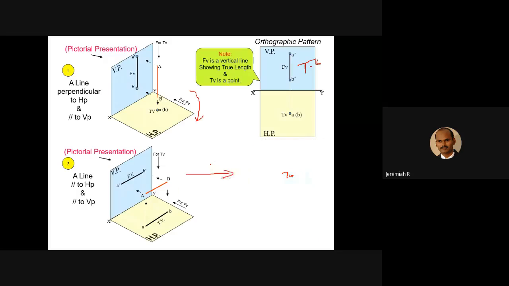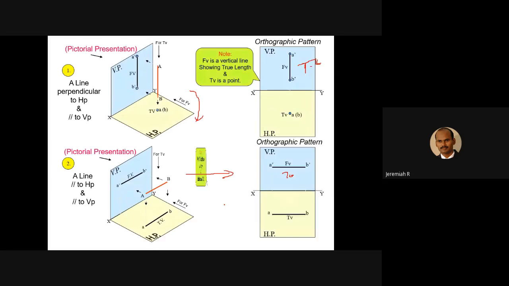Okay, the second one is a line parallel to HP and VP. When the line is parallel to both HP and VP, in the front view you will get a straight line, and in the top view also a straight line. When you say parallel, the distance is equal here too: 50 mm, 50 mm, 50 mm, it is parallel to VP. When you say parallel to HP, 30 mm, 30 mm, 30 mm, 30 mm. So it is parallel to both HP and VP, and in both the front view and the top view you will get a straight line.